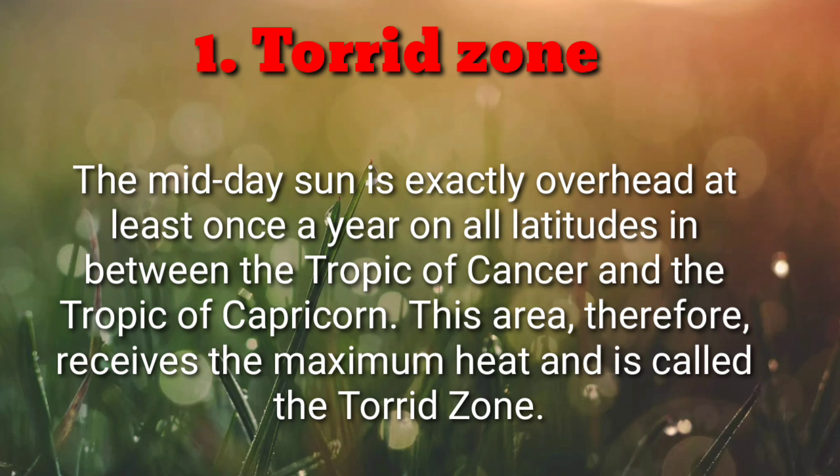Torrid zone. The midday sun is exactly overhead at least once a year on all latitudes in between the Tropic of Cancer and the Tropic of Capricorn. This area therefore receives the maximum heat and is called the torrid zone.